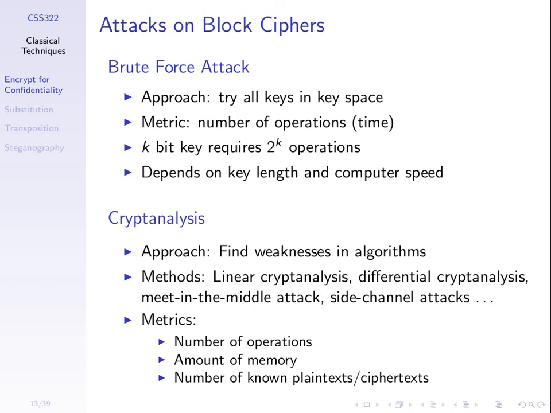In practical ciphers today, keys are binary values, usually random binary values. So we measure them in number of bits. So a k-bit key has a key space of 2 to the k. There are 2 to the k possible keys, and therefore a brute force attack on a system that uses a k-bit key would take 2 to the k operations.